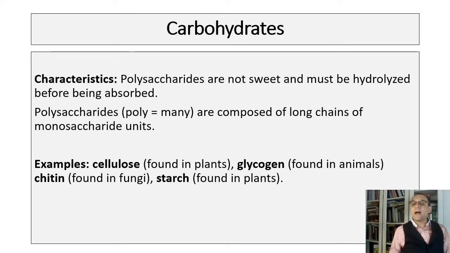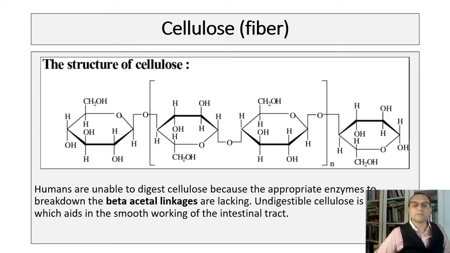Another important polysaccharide is chitin. It is used by arthropods like insects to make their exoskeleton. Cell walls of the fungi are also made of chitin. Humans are unable to digest cellulose because the appropriate enzymes to break down beta-acetal links are lacking. Undigestible cellulose is a fiber which aids in the smooth working of the intestinal tract. That's correct. It is also called dietary fiber. Every time you hear dietary fiber, we're talking about cellulose.